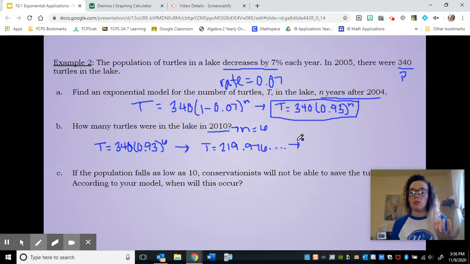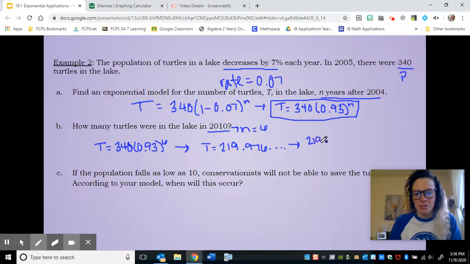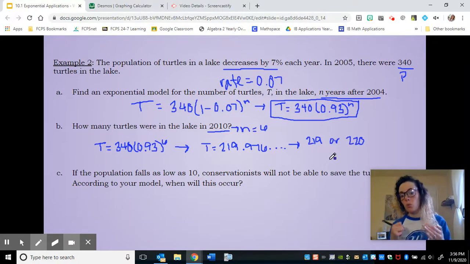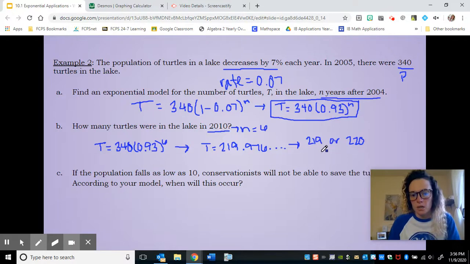So again, we're talking about the number of turtles here, so it should be a whole number. So IB would accept either 219 turtles or 220 turtles. As long as it's a whole number that's one of those two because of the rounding, that would be fine.